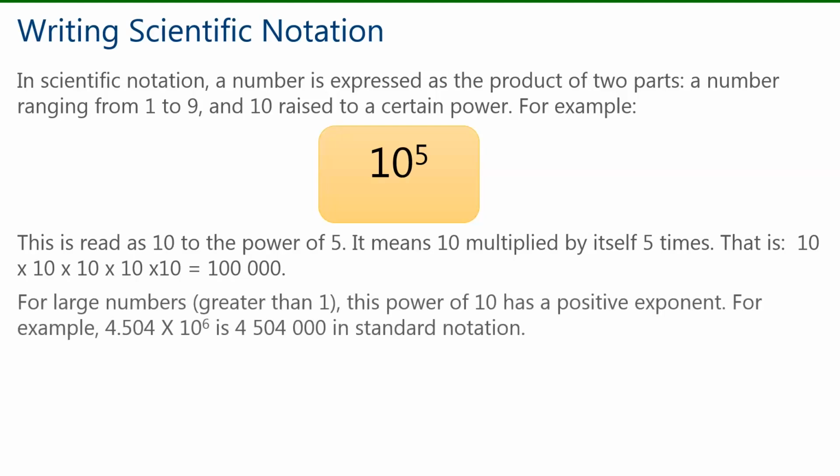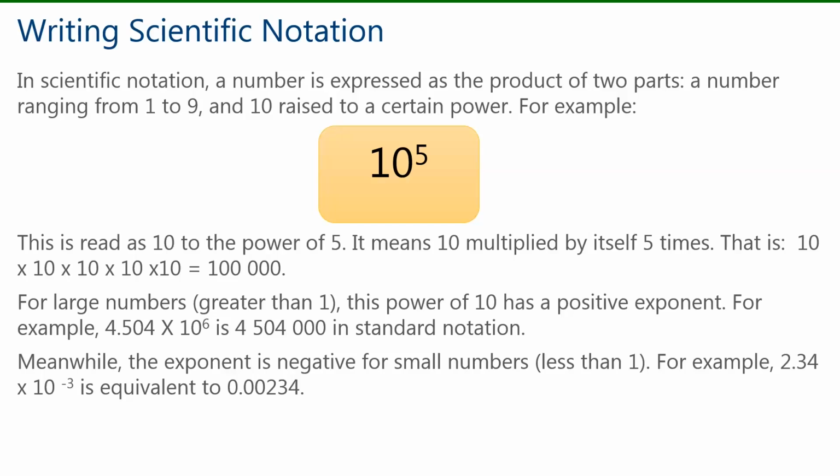For large numbers greater than 1, this power of 10 has a positive exponent. For example, 4.504 times 10 to the power of 6 is 4,504,000 in standard notation. Meanwhile, the exponent is negative for small numbers less than 1. For example, 2.34 times 10 to the negative 3 is equivalent to 0.00234.